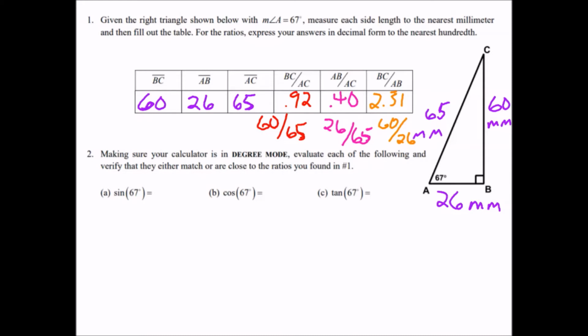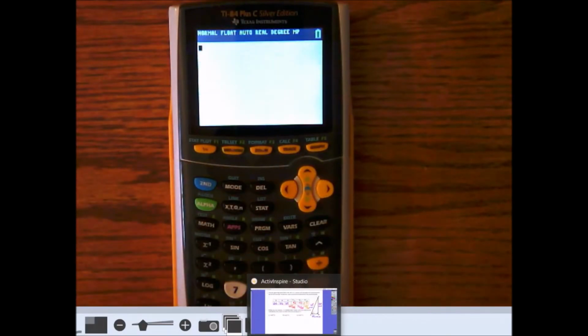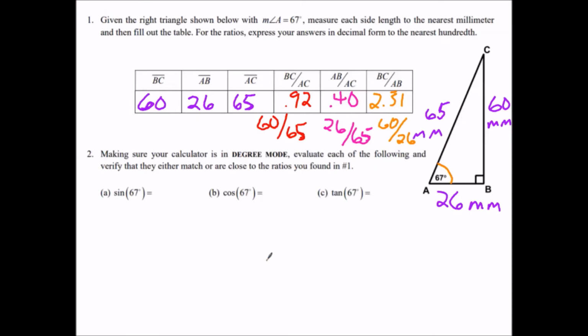So now it says, let's calculate, they tell us that this angle here is 67 degrees. And what we're going to do is go to our calculator and evaluate each of the following and verify that they either match or are close to the ratios you found in number 1. So hopefully they match or they're close. So if we go to our calculator, the sine of 67 is 0.92. And then notice that that number here matches this number here.